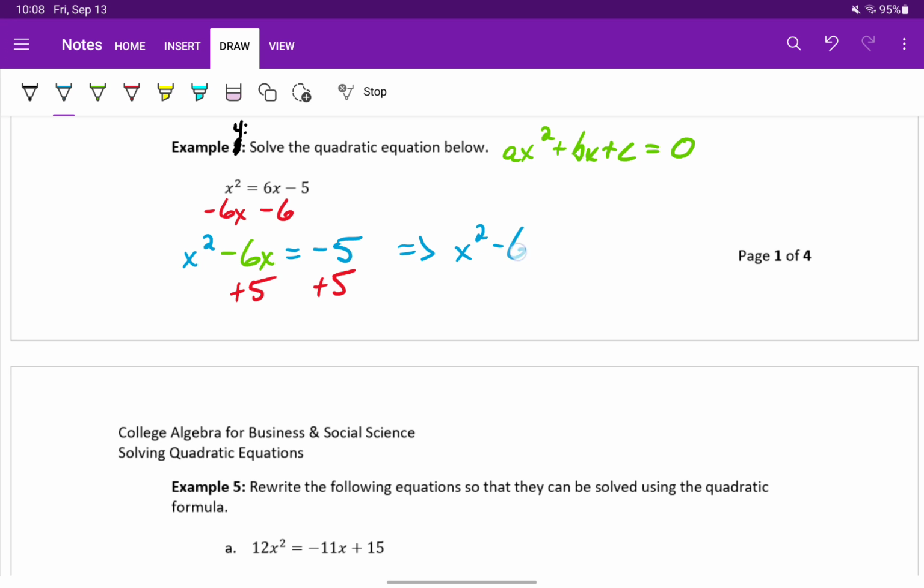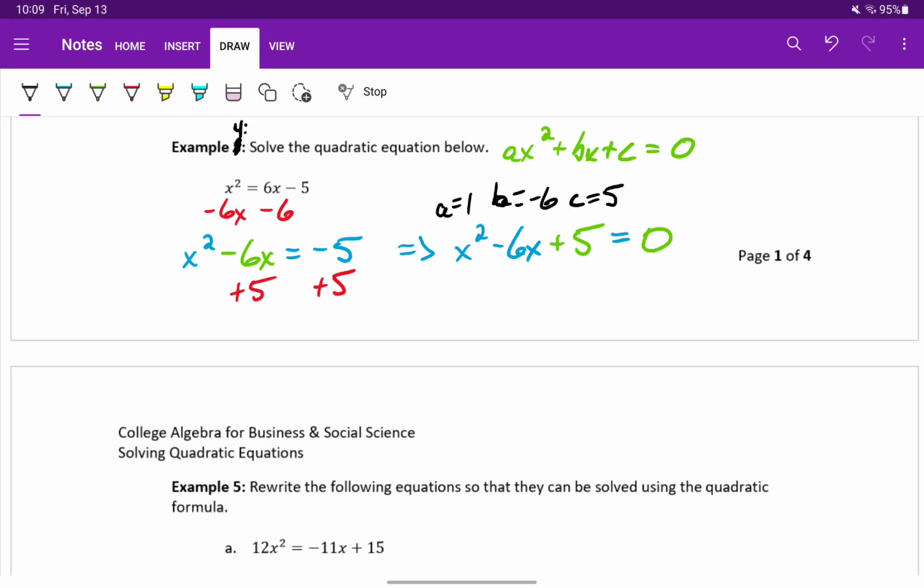So for our last step, we'll add 5 to both sides, which will give us x squared minus 6x plus 5 is equal to 0. Now that we have this written in the correct form, we could identify our values for a, which would be 1, b would be negative 6, and c would be positive 5.